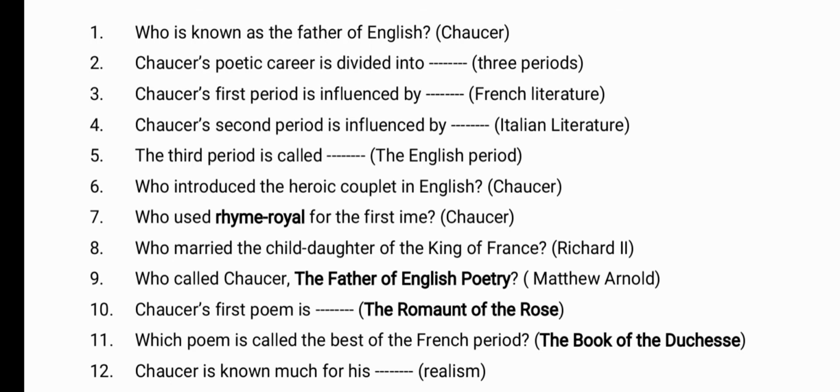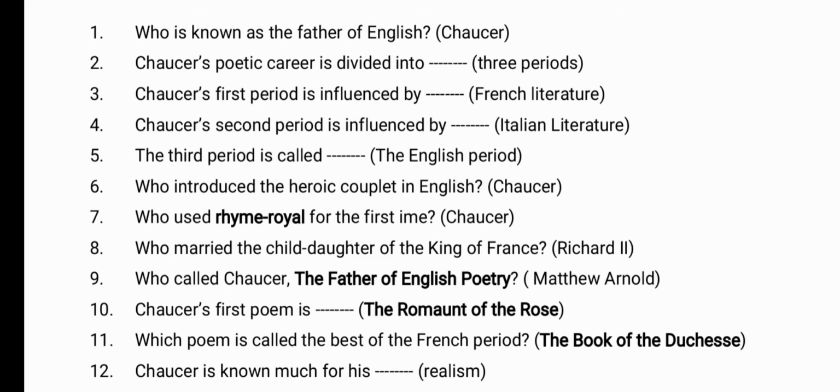Who introduced the heroic couplet in English? Chaucer. Who used rhyme royal for the first time? Chaucer. Who married the child daughter of the King of France? Richard II. Who called Chaucer the father of English poetry? Matthew Arnold. Chaucer's first poem is Romaunt of the Rose. Which poem is called the best of the French period? The Book of the Duchess.